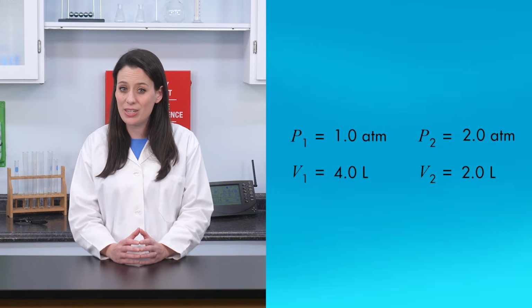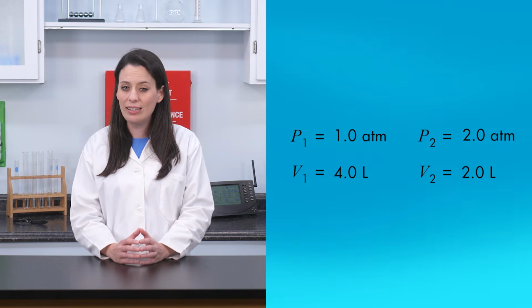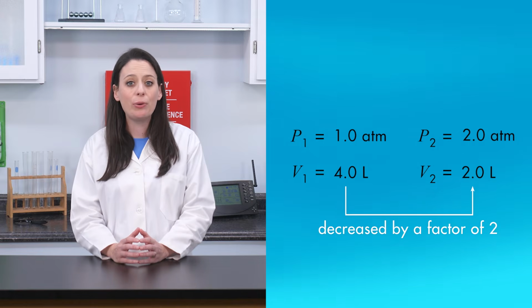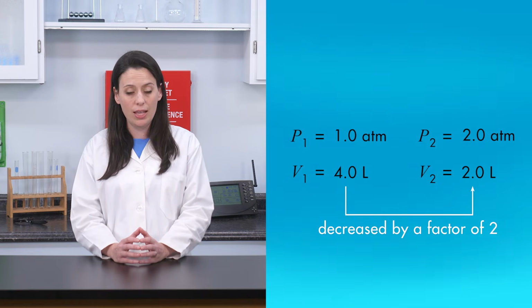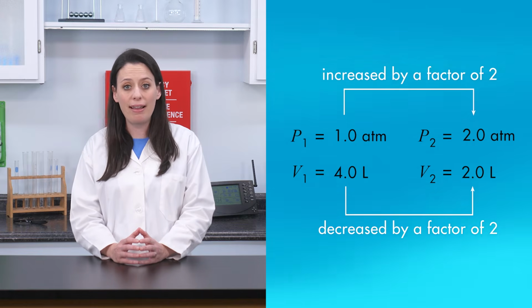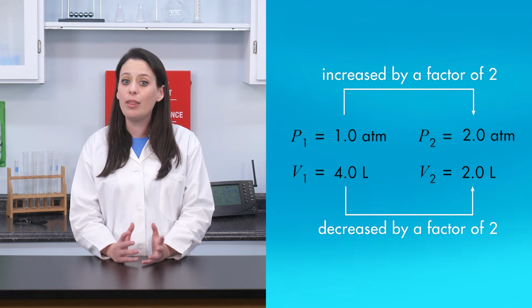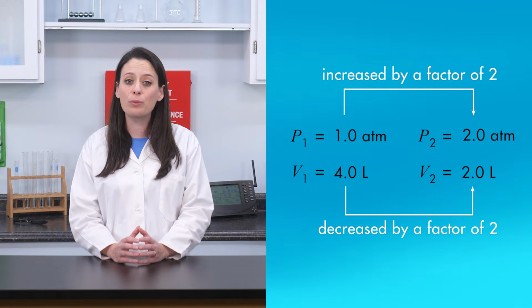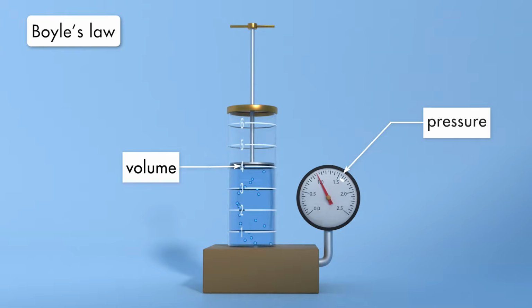Is this a reasonable solution? The given volume decreased by a factor of 2, and the pressure increased by the same factor. Therefore, this is a reasonable solution. Boyle's law can be explained using the kinetic-molecular theory. This container of gas has a volume of 4 liters.